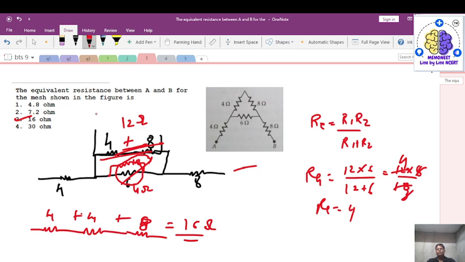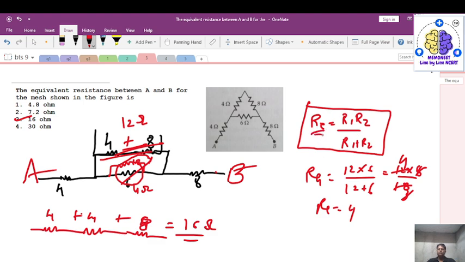For the given mesh, we have the equivalent resistance between A and B, because this is the point A and this is the point B, right? So again, this formula is one important formula: if you have only two resistances in parallel, then directly R1 into R2 upon R1 plus R2 will give you the R equivalent, right? Now let's move to the next numerical.